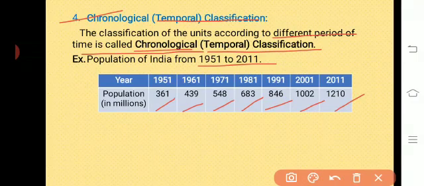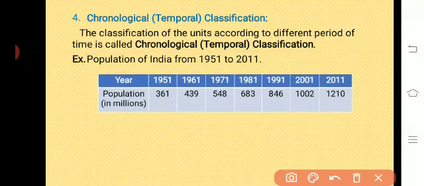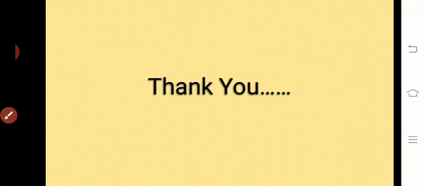Like this, any example with respect to time you can write for chronological or temporal classification. For example, you can write year and sales of a company, or year and profit of a company for this chronological or temporal classification. So these are the four types of classification. Thank you.